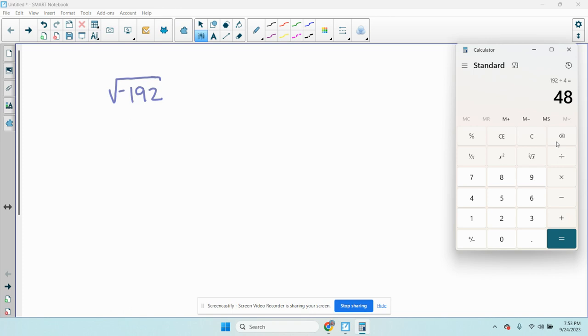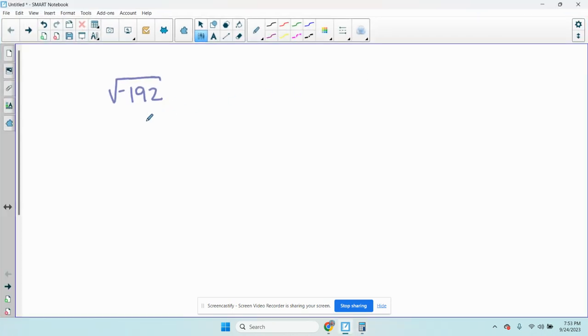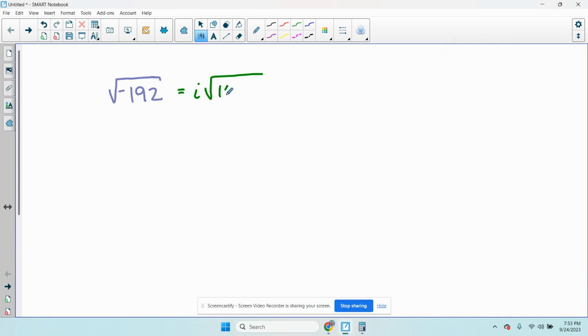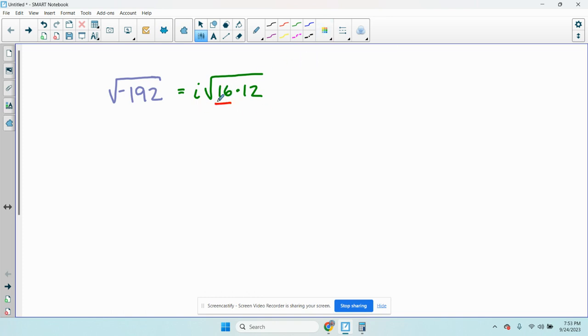So you could say, maybe does 16 go into 192? It does also. So let's say I just decide to go with 16. Then I can write this as, the negative is going to come out, this is going to be i times the square root of 16 times 12. So this is a perfect square. The square root of 16 is 4. So I can write this as 4i root 12.